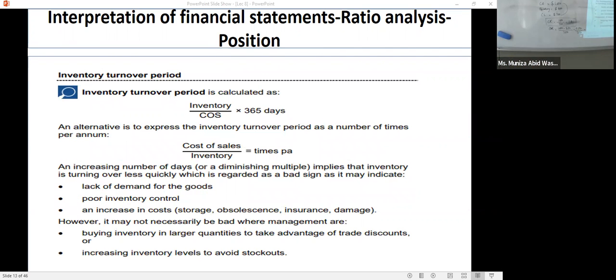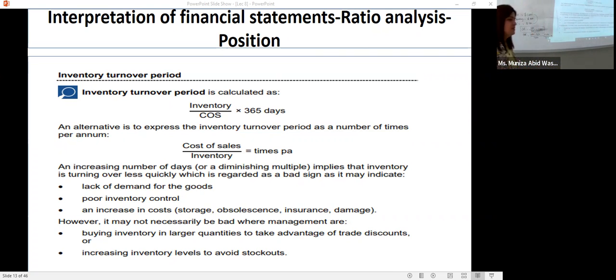Now students, the next position ratio is inventory turnover period. Inventory is being purchased for the purpose of resale. What is an inventory? All the assets which are purchased for the purpose of resale are known as inventories. Inventories are current assets. Current assets are normally purchased for the purpose of resale. How efficiently the company is able to convert its inventory into the sales is known as the inventory turnover period. In how many days the company converts its inventory into the sales is known as inventory turnover period.